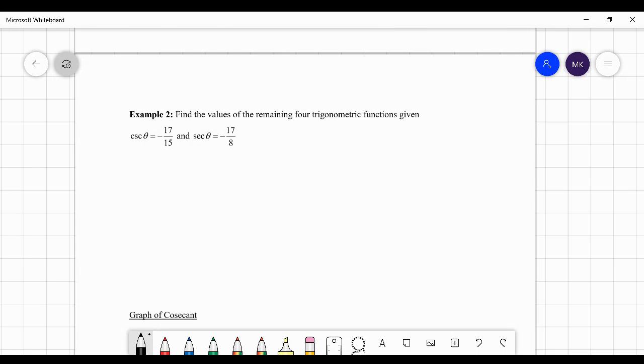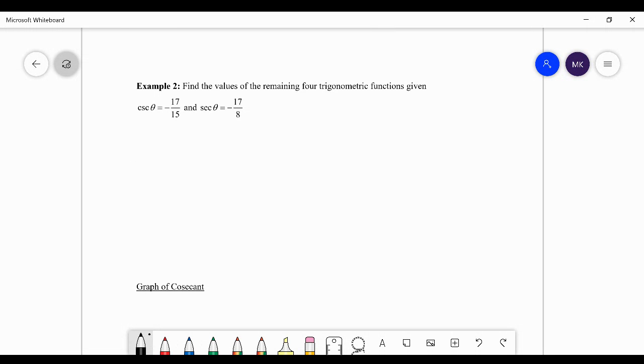So let's look at our second example. We want to find the values of the remaining 4 trigonometric functions, given that cosecant is negative 17 over 15 and secant is negative 17 over 8. Now this is really cool because we're given all three values that we need to find all of our things, and we're given their signs, which is really nice.